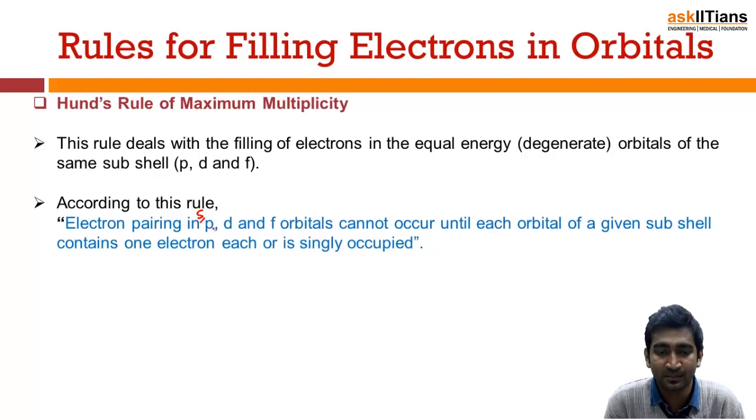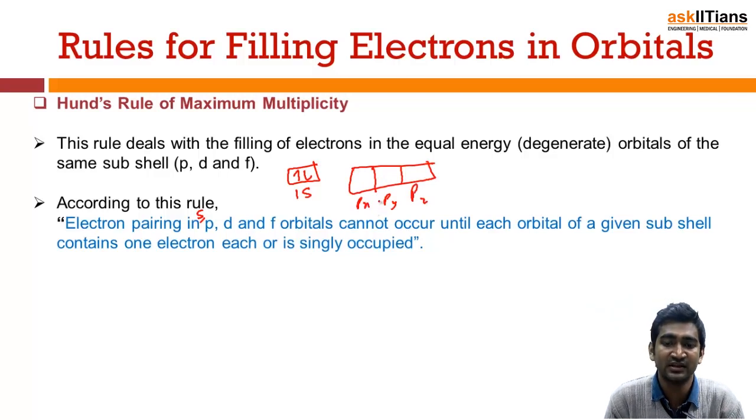Why is it written here P, D and F? Because in s, if one electron comes, then the next electron will come in the same orbital, right? For example, for s I only have one orbital, like 1s or 2s. So if my electron enters this, then the next electron will also enter this same orbital, right? But for the p case, suppose I have px, py, pz.